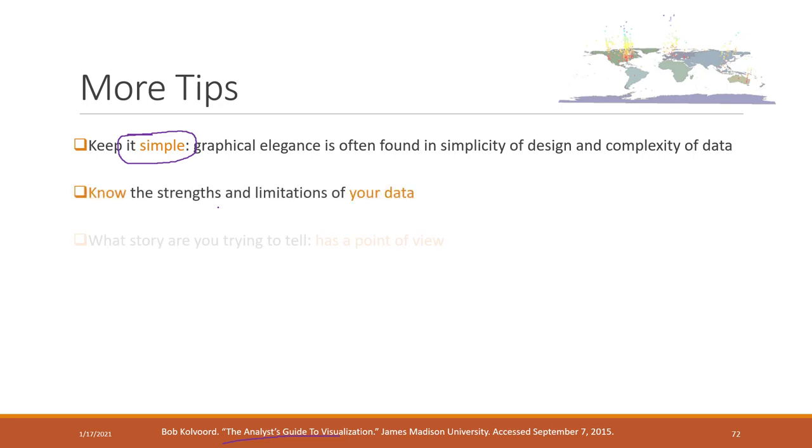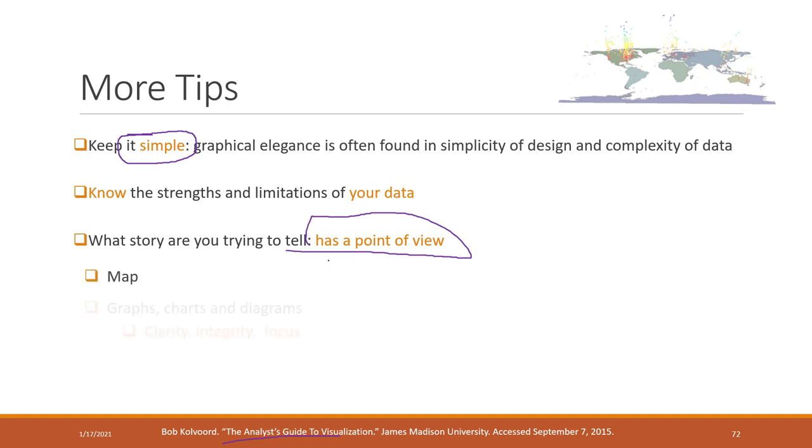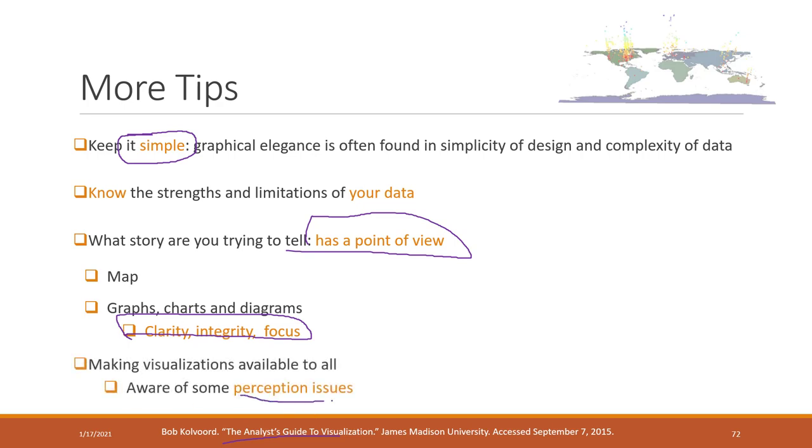Know your data. Have a point of view so that your story is interesting. We can create maps or charts that should be very clear. And also pay attention to perception issues. For example, when you use colors, try to avoid using red and green combinations, because there are some people who cannot tell those two colors apart. Okay, so read those two readings on Canvas. Those are great readings as a starter, on what are considered good or bad visualizations.